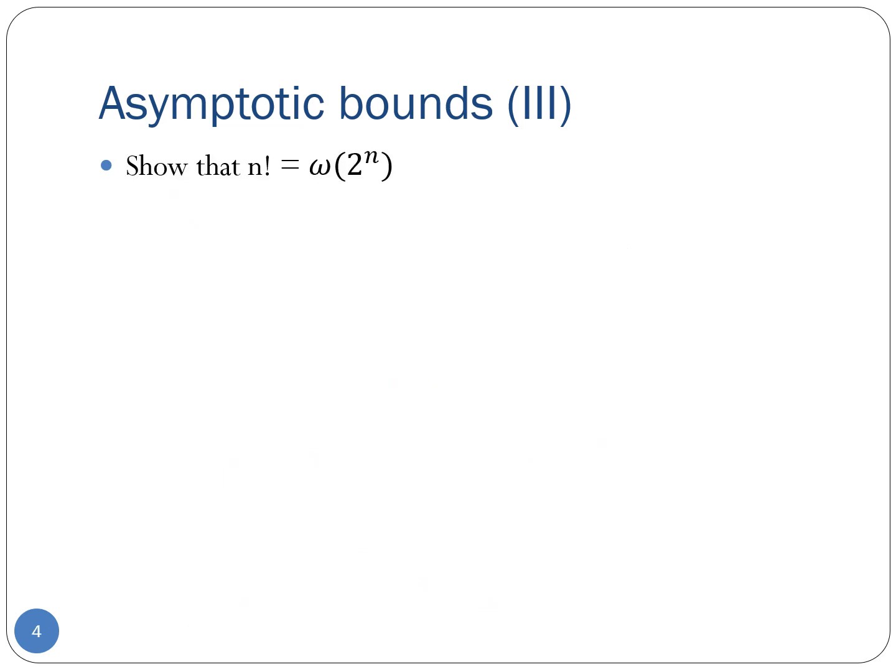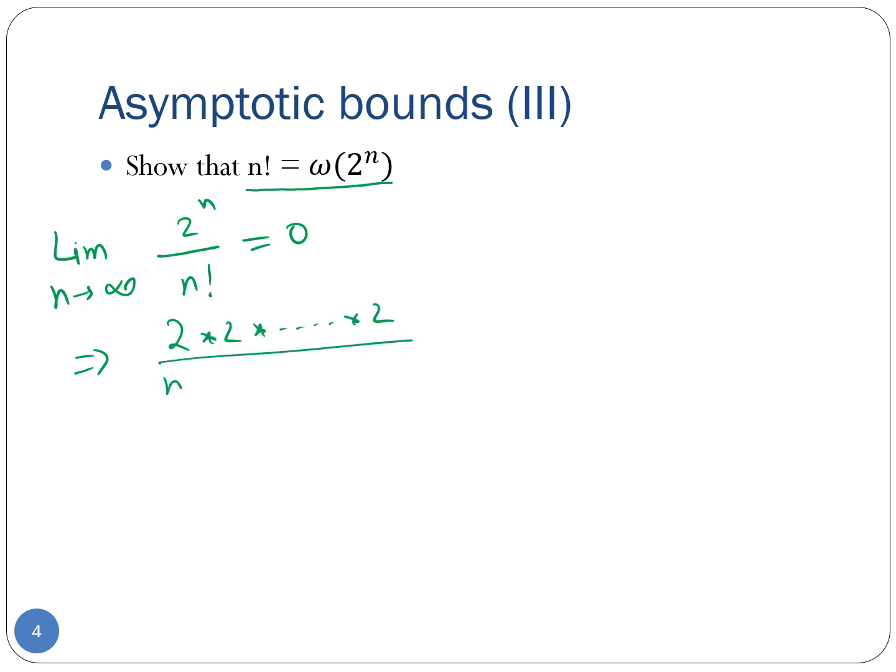The third problem asks us to prove that n factorial is little omega of 2 to the power n. By definition of little omega, we need to prove that the limit as n tends to infinity of 2 to the power n divided by n factorial is equal to 0. Let's try to do this. 2 to the power n divided by n factorial is 2 into 2 and so on n times, divided by n into n minus 1 into n minus 2 and so on up to 2 into 1.